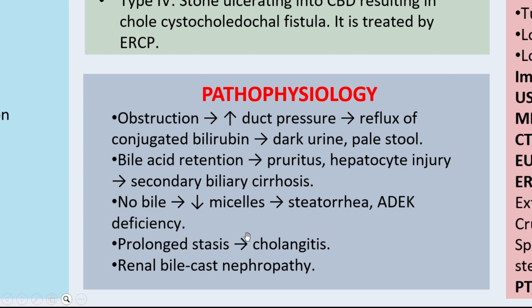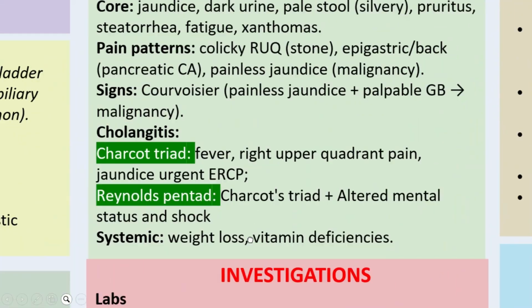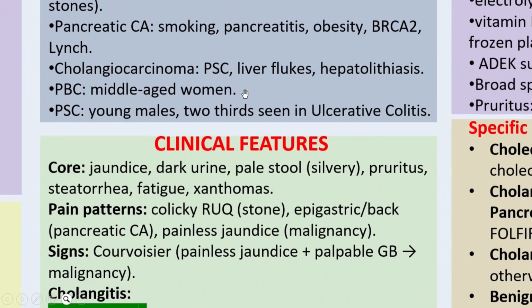And then because of prolonged stasis, we can have cholangitis because the stasis is going to give way to overgrowth of organisms, and these organisms are going to get into the bloodstream, and then we have a sepsis and the features of ascending cholangitis. And then we can have renal bile cast nephropathy when we have deposition of this bile into the kidneys.